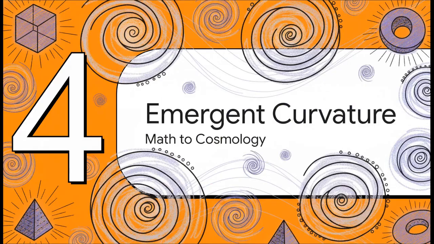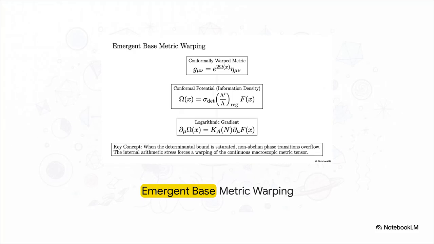the vacuum. Moving on to Section 4, Emergent Spacetime Curvature. We are finally translating this hardcore math into cosmology. So what happens when that determinantal bound is fully saturated? Well, the non-abelian phase transitions overflow, and that forces a conformal warping of the continuous macroscopic metric tensor. Look at the conformal potential equation, omega of x. It is driven precisely by the logarithmic derivative of our saturated Rankin-Selberg convolution. The internal arithmetic stress is mapped directly onto the spacetime metric, generating actual physical curvature.